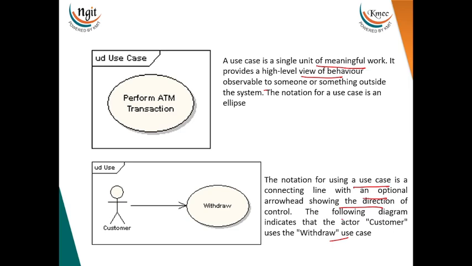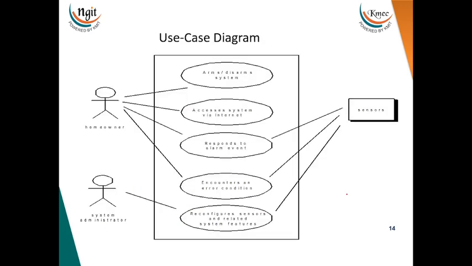Correct? Look, this is a use case. We are performing an ATM transaction. A use case is a single unit of meaningful work. It is just a high level behavior model in which you are going to withdraw cash. The customer, who becomes your actor, is withdrawing. So this is one use case which is available. A customer is withdrawing cash.